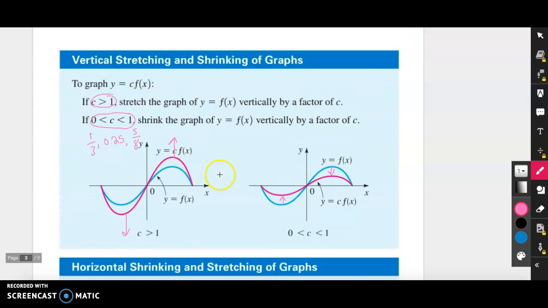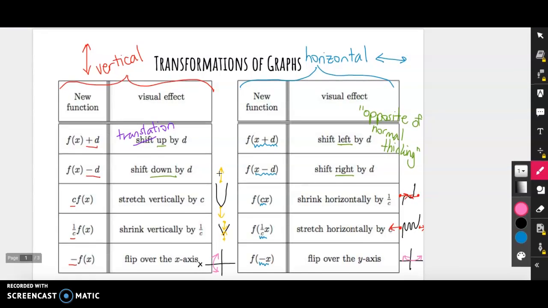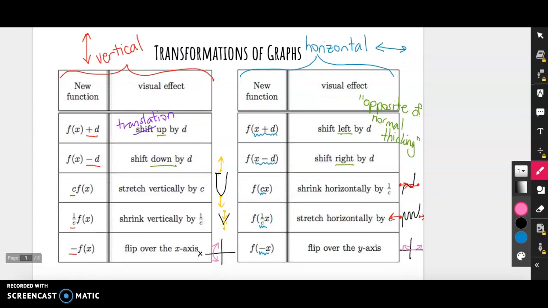All right, I think that's it for this part. I am going to do some examples, but I'm going to have to do them in a separate video. So I just wanted to go through, talk through, and give you guys some ways of remembering inside and outside, the fact that horizontal is always pretty much opposite of your normal thinking, and then visually what would be happening with your graph. Okay, so we'll go ahead and do some practice next.